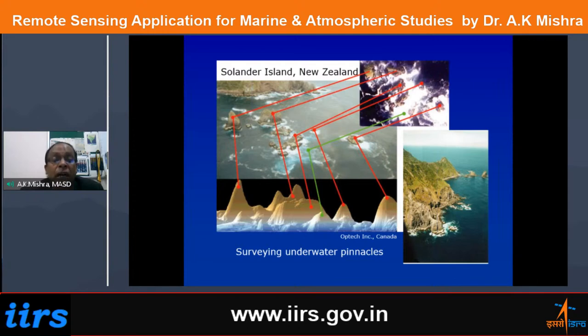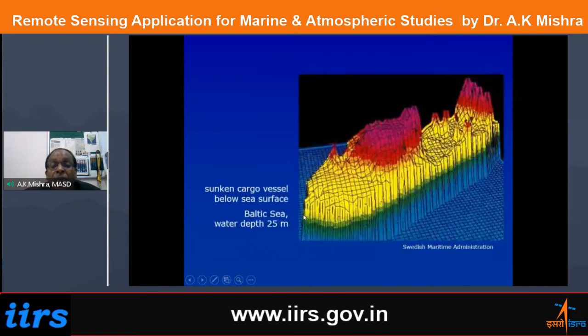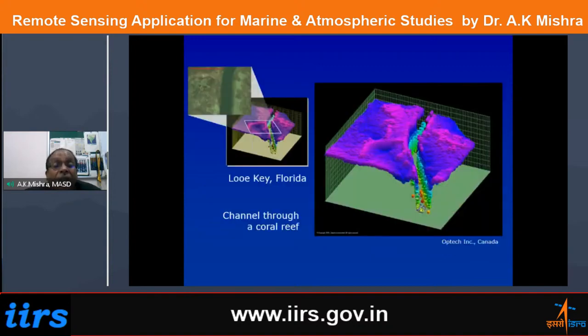So these are some of the examples. These are underwater pinnacles, some geological features, and these are nicely mapped. You can see here a three-dimensional map of the underground pinnacles. And this is a sunken cargo vessel below the sea surface, measured by the LiDAR data. And this is the channel through a coral reef.